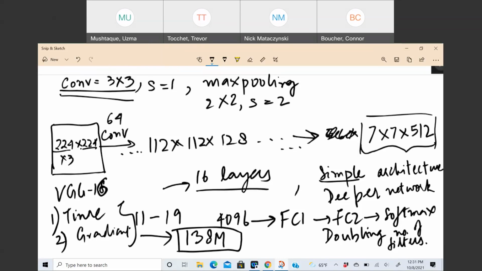And there is also a VGG19. Imagine that it goes even beyond that. In the paper, they actually did that. They trained the VGG19 as well, and then they found that the VGG16 was doing way better, and so they selected that one.